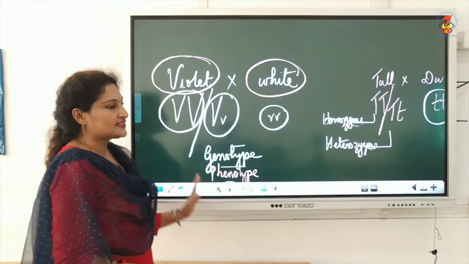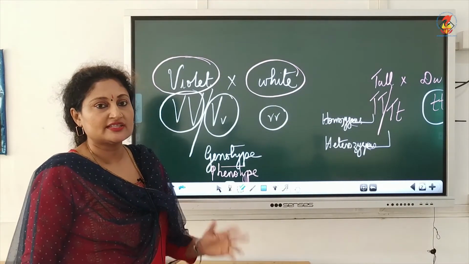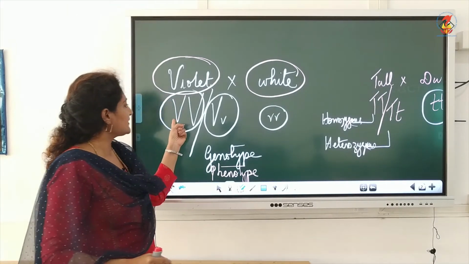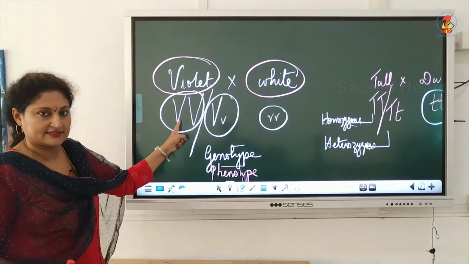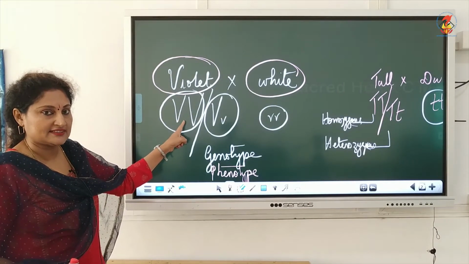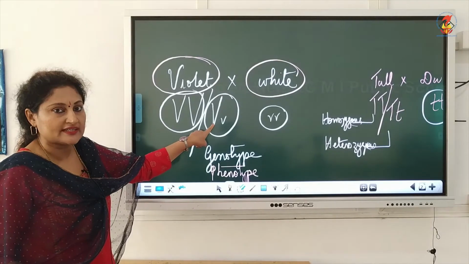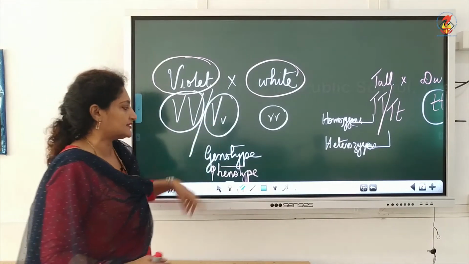Okay. And always remember, when the dominant trait, there are two types, homozygous and heterozygous. Homozygous where the two factors, Mendel called it as factors, but now it is called as alleles, are similar, whereas in heterozygous the two factors or alleles are dissimilar.